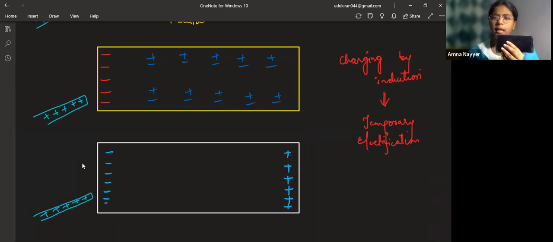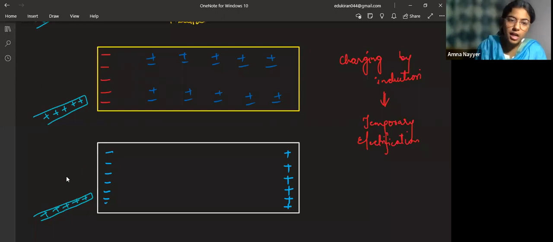Only till that time, though the negative charges are here. As soon as I shift the rod back, what will happen? Here were the negative charges, all the positive charges were here like this. They'll slowly neutralize each other. One positive will cancel one negative, and again it will become neutral. So temporary electrification means till the time the glass rod is there, the object is having the charges as separated. When the glass rod is removed, it becomes neutralized again.